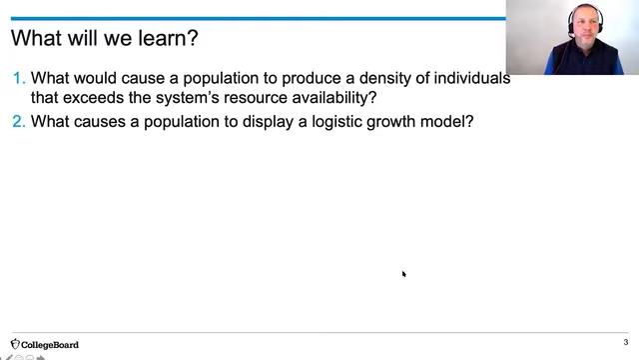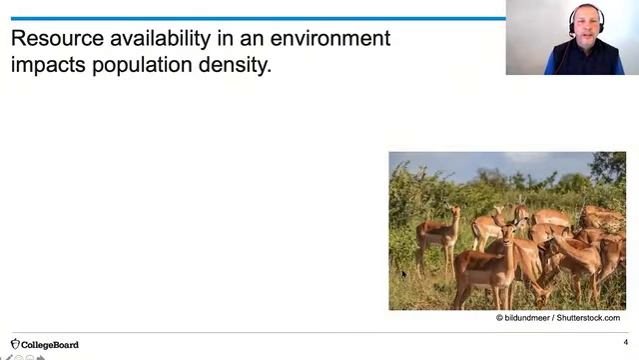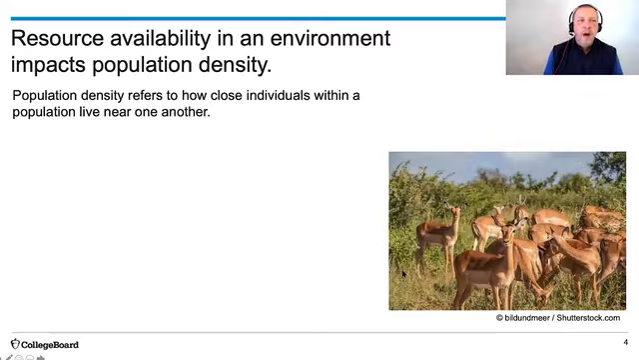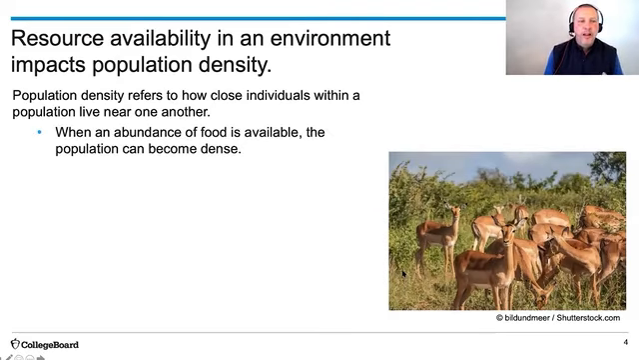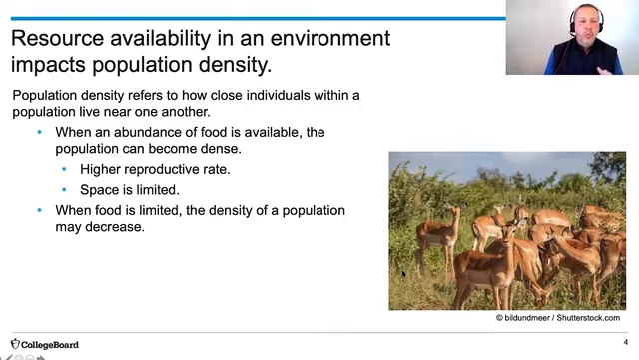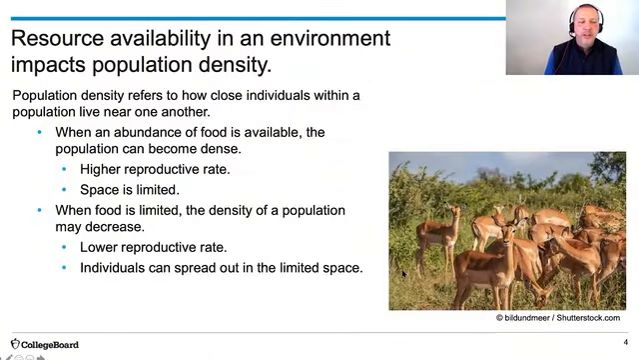So let's dive in. Resource availability in an environment impacts population density. Population density refers to how close individuals within a population live near one another. When an abundance of food is available, the population can become dense. There's a higher reproductive rate and space is limited. When food is limited, the density of a population may decrease. There's a lower reproductive rate and individuals can spread out in the limited space.